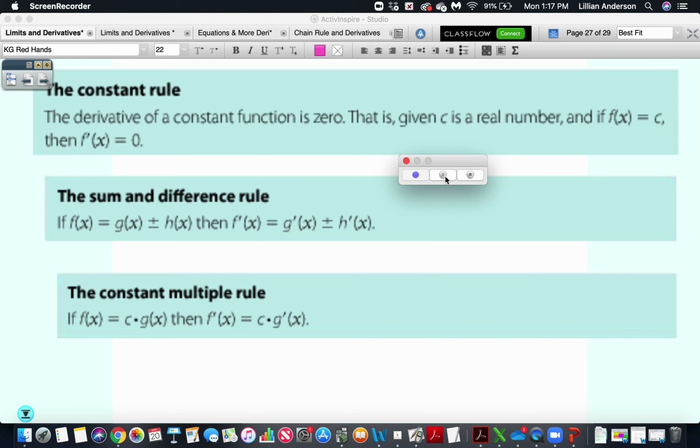So the constant rule basically says that the derivative of a constant function is 0. That is, given c is a real number, and if f of x equals c, then f prime of x is equal to 0. So that basically means that whenever you're given just a number like 2 or -4, and you're asked to take the derivative of it, it is always 0. Okay? So the derivative of a constant is always 0.